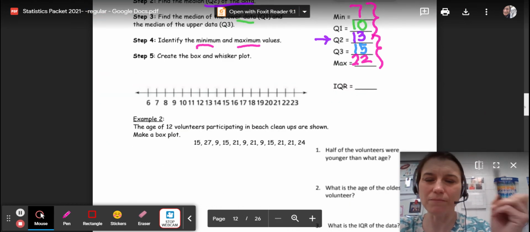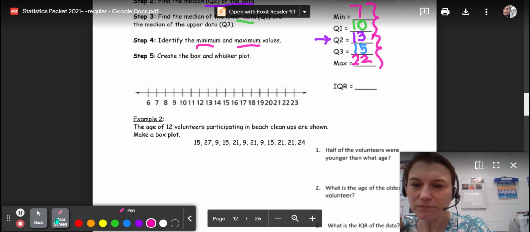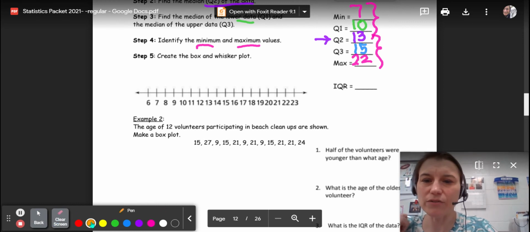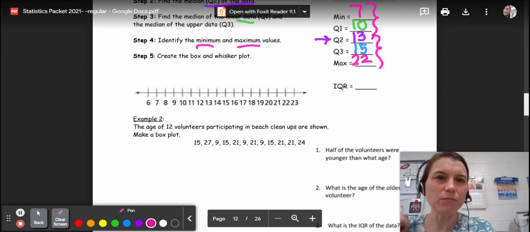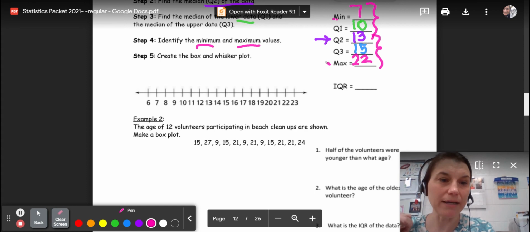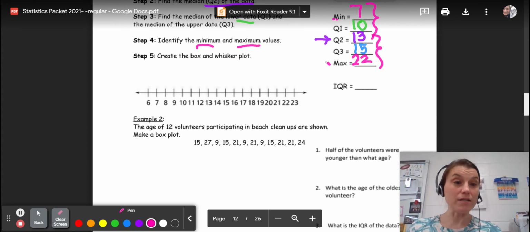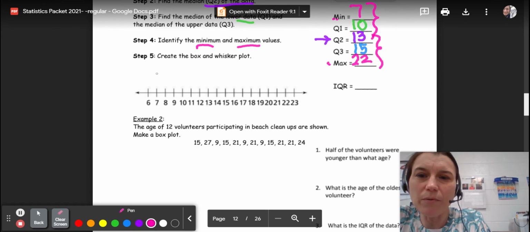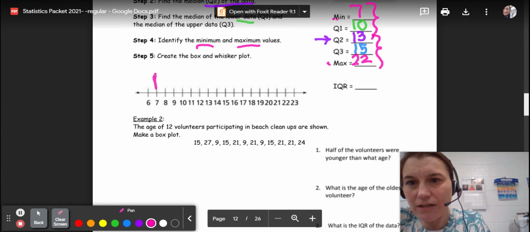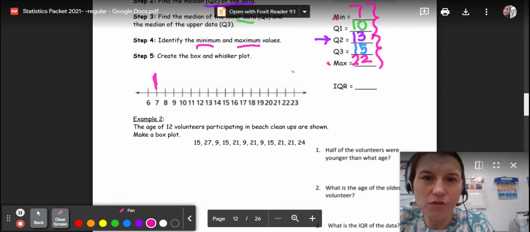Making sure it doesn't go away. Good. Okay. So I'm going to take these numbers and put the minimum and maximum on my number line. I need a number line with numbers on it, and I'm going to use dashes. My minimum is 7, so I put a dash there for my minimum. My maximum is 22, and I put a dash for my 22.